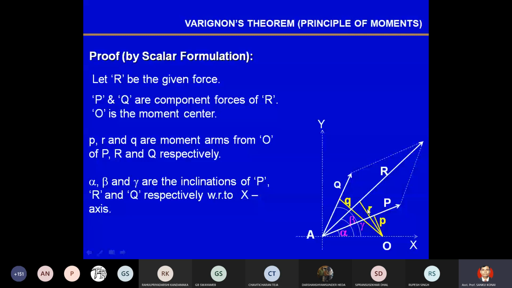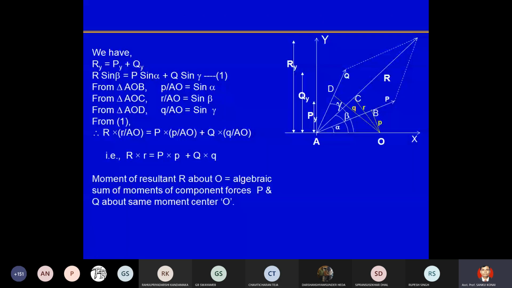Now let's say this is your x-axis and this is your y-axis. For all the forces, if you know the angles alpha, beta and gamma, you can divide each into two components. P cos alpha will be the horizontal component and P sin alpha will be the vertical component of the force P, and we are using the symbol Py for the vertical component. Similarly, Qy and Ry we can calculate, which are the vertical components of the forces P, Q and R respectively, right?